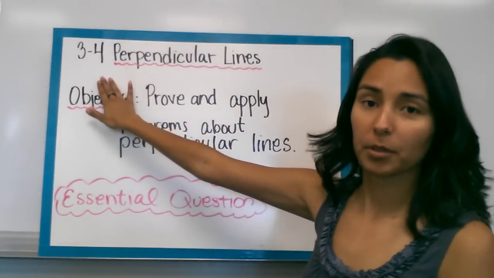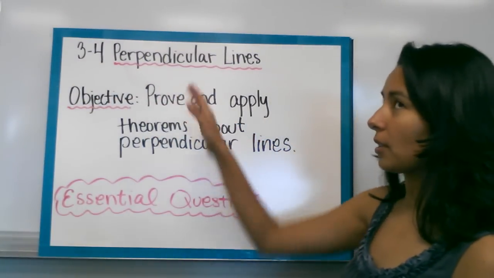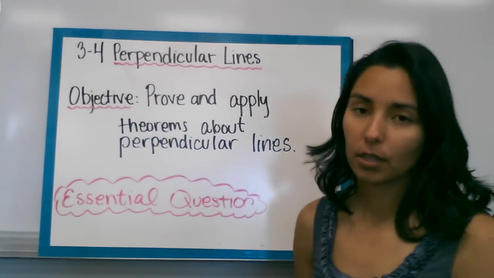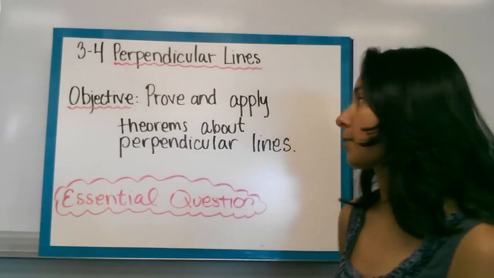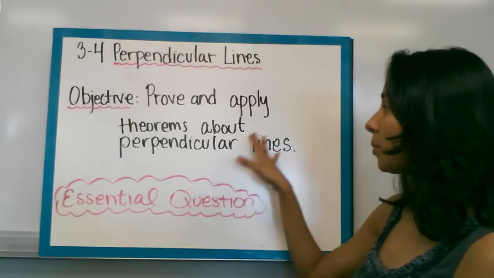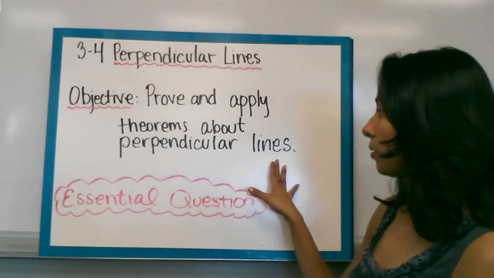We're talking about Chapter 3, Section 4, perpendicular lines. The first two sections, or the last two sections that we were talking about, were all about parallel lines. Now we're talking about perpendicular lines. Your objective is to prove and apply theorems about perpendicular lines.